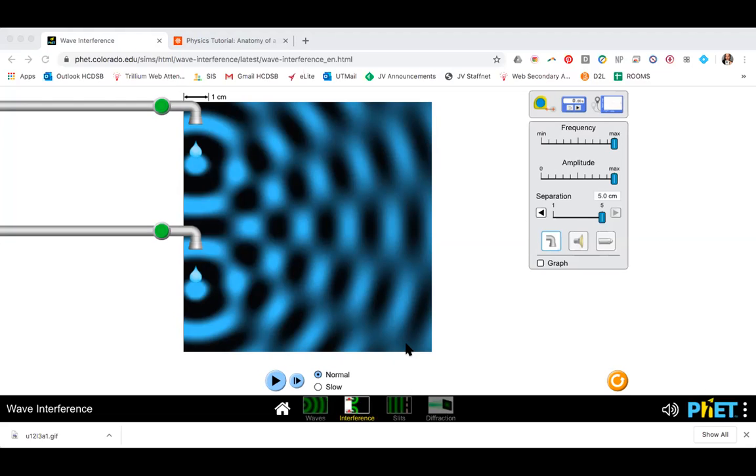What happens when you increase the distance between the sources? Here they're closer together, and here they're farther apart. When the distance between the sources increases, the number of nodal lines also increases.